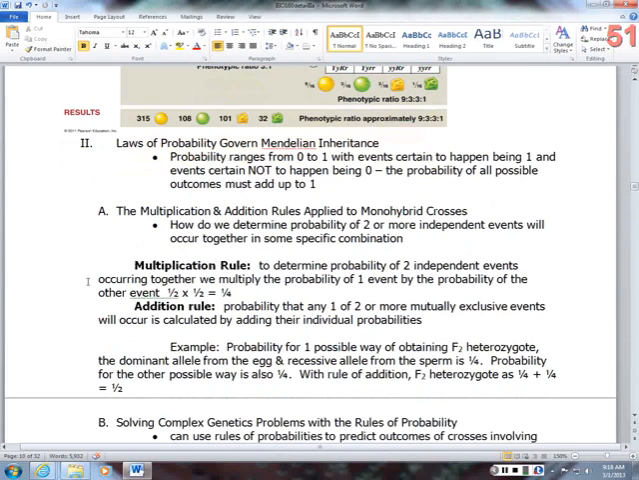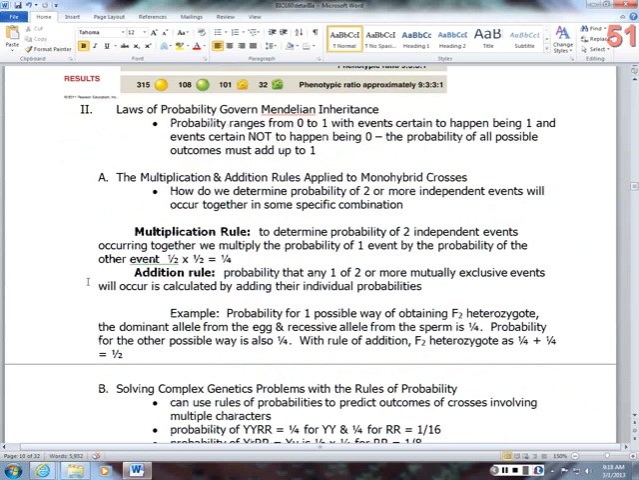So we have multiplication and addition rules that apply to the monohybrid crosses in there. So the multiplication rule, to determine the probability of 2 independent events occurring together, you just multiply the probabilities together. So if you've got a probability of 1/2 of getting this and 1/2 of getting this, it comes out to be 1/4 in there.